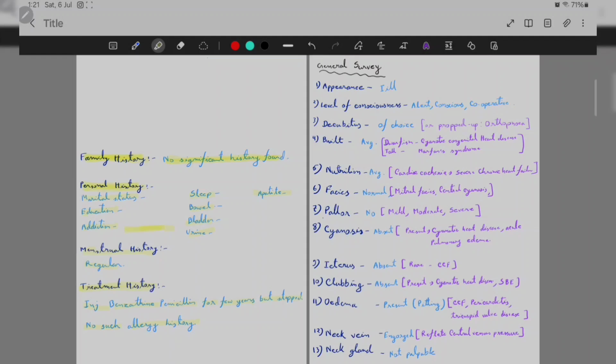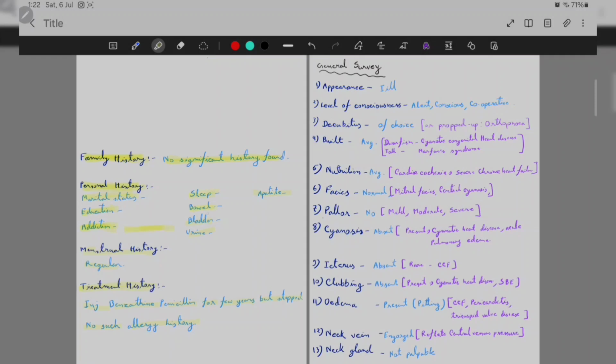After that, the personal history. It is important. In the personal history, you have to mention the marital status, whether he or she is married or not, education, and addiction. Addiction is very important. In the addiction point, you have to write which type of addiction he or she was taking. If he is a smoker, then how many cigarettes he is smoking in a day. And if he is an alcohol user, then how much and which type of alcohol he is taking in a day. You have to mention this in the addiction part.